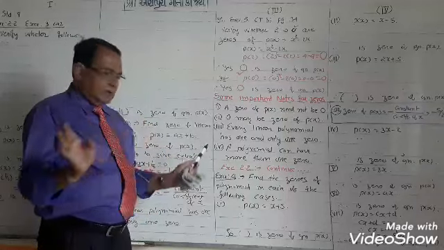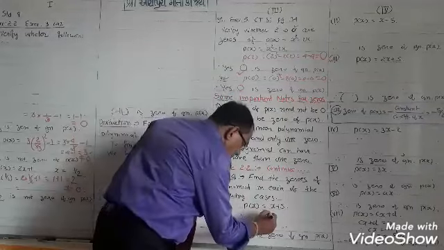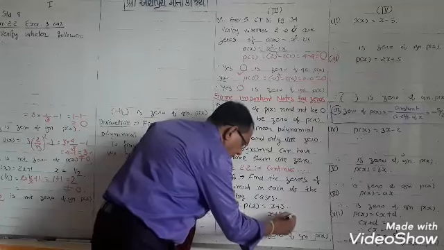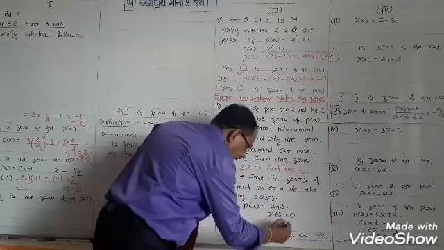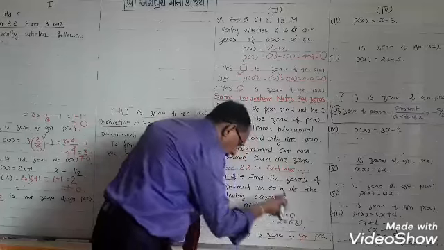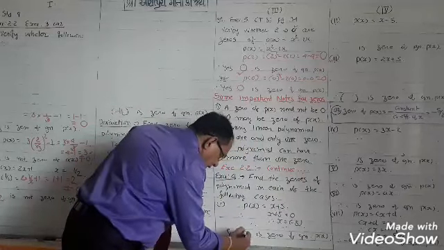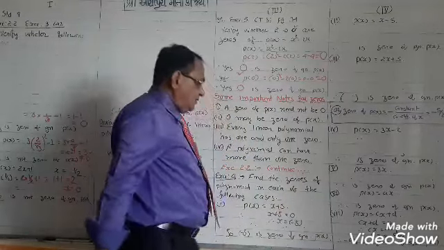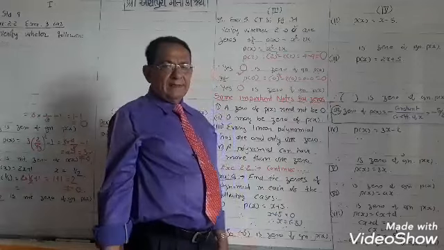What we have to do? Nothing. x plus 5 is equal to 0. Therefore x is equal to minus 5. That is your answer. Minus 5 is the zero of the given p(x). Got it?